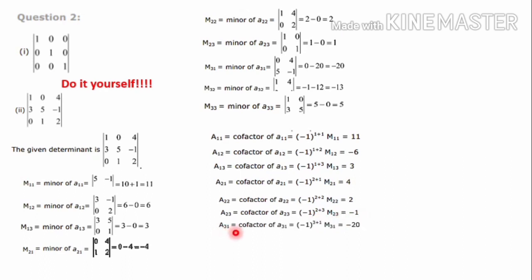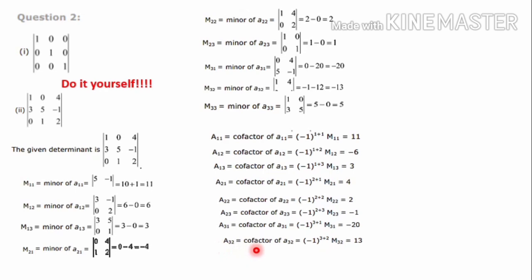Next is A31, that is cofactor of A31 equal to minus 1 the whole power 3 plus 1. Third row first element, 3 plus 1 into M31. M31 we have minus 20. So minus 1 the whole power 4 is positive value, that is plus 1 into minus 20, that is equal to minus 20 is the final answer.